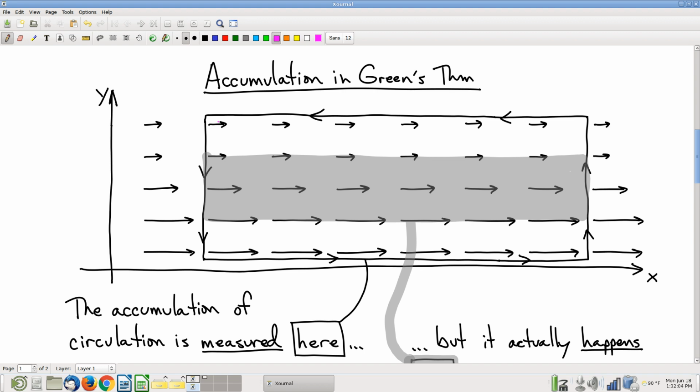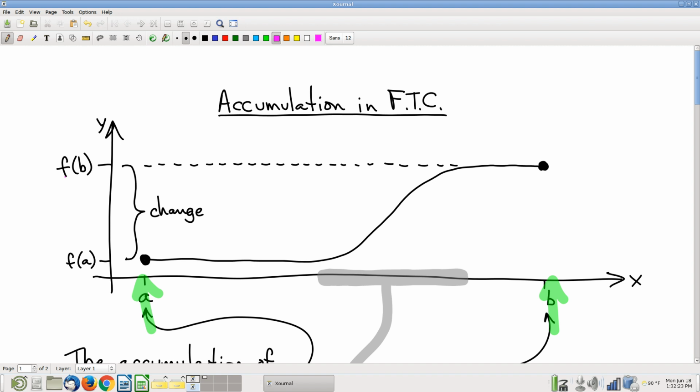And you measure circulation on the boundary, but that doesn't mean the circulation is happening on the boundary. My gosh, no, of course not. That's just where you measured it. Right? Where does the circulation actually happen? Well, it happens somewhere in the interior, and Green's operator is a way of telling you how much and where in the interior. Okay. All right, but start with the fundamental theorem of calculus. Get comfortable with the idea of a derivative being a density, and then apply by analogy to these other theorems.